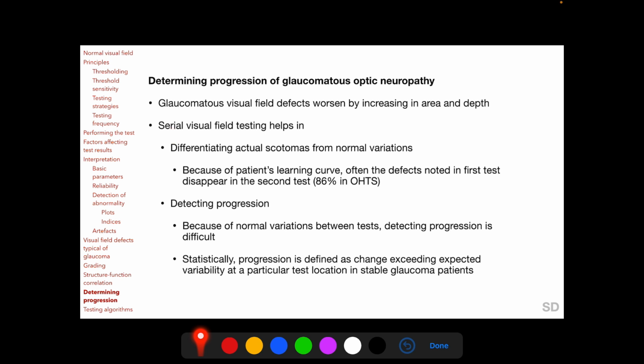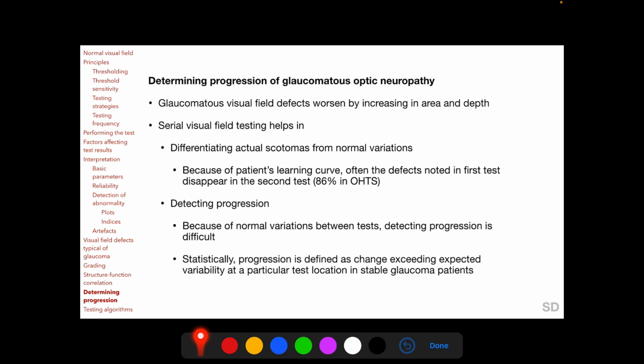Serial visual field testing helps in both differentiating actual scotomas from normal variations and detecting progression. In the initial few visual field tests which a particular patient undergoes, defects can appear because of the patient's learning curve in understanding how to perform the visual field test. And so, often defects noted in the first visual field test disappear in the second test. And in the ocular hypertension treatment study, as many as 86% of the defects found in the first visual field test had disappeared in the second visual field test.